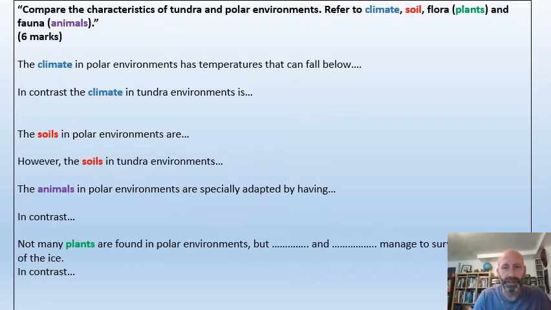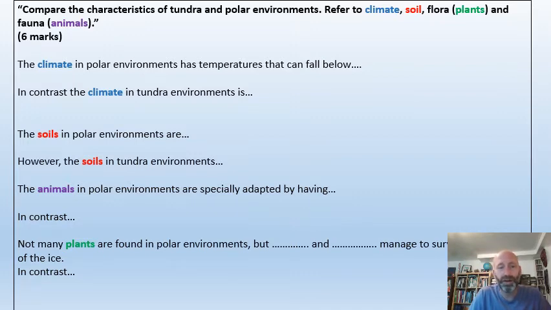So here we've got a talk through of it. So you might start by saying the climate in polar regions has temperatures that can fall below, and give the example. And in contrast, the climate in tundra environments is. So what's the difference in temperature? What's the difference in rainfall between those two? And then that might be worth 2 marks.